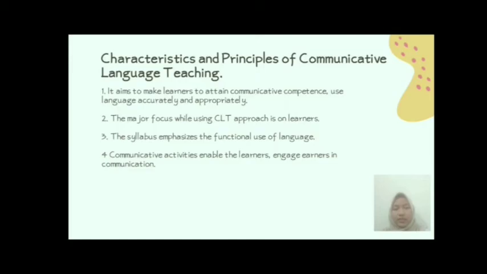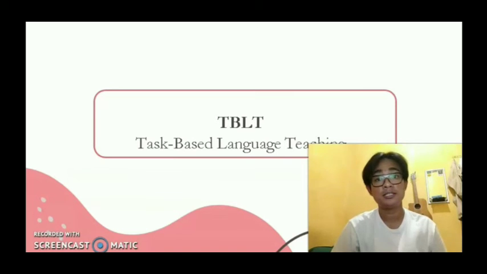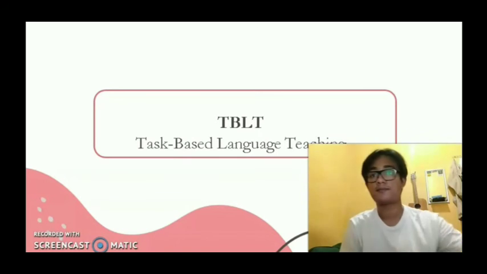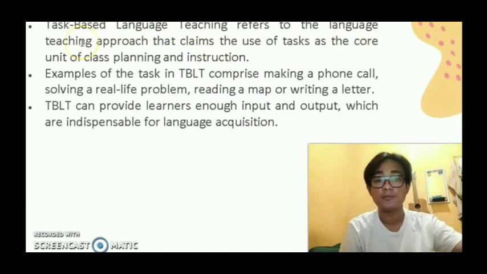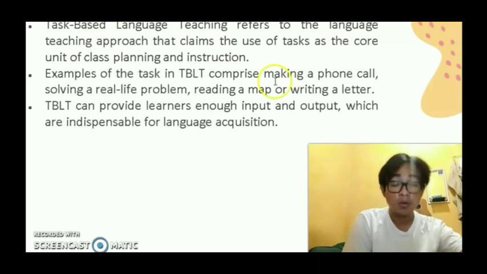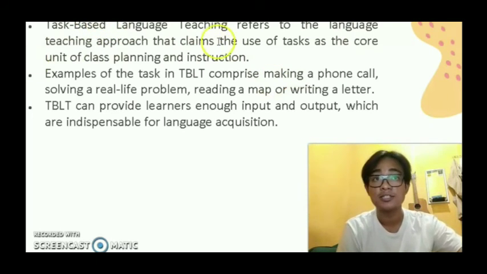And next, let's move to TBLT, or task-based language teaching. Task-based language teaching, or TBLT, refers to the language teaching approach that claims the use of the task as the core unit of class planning and instruction.